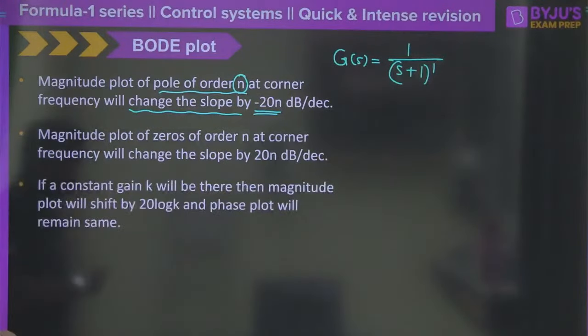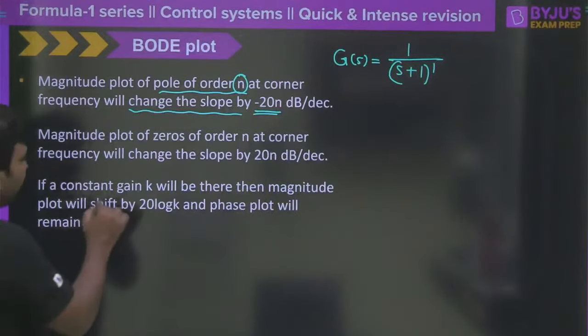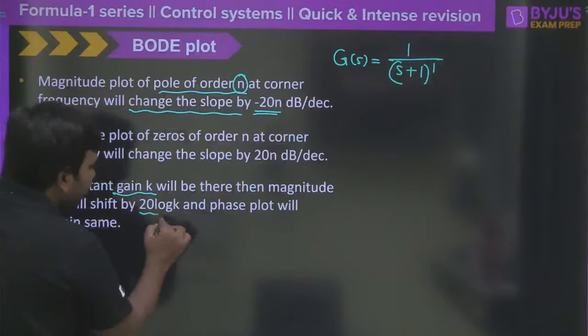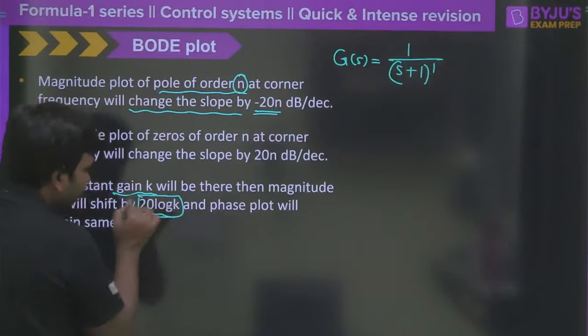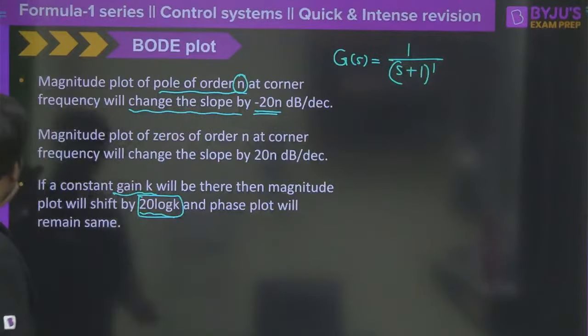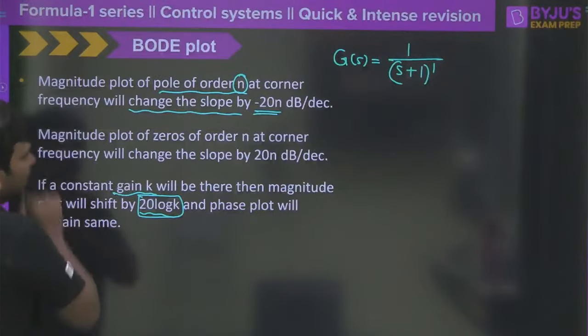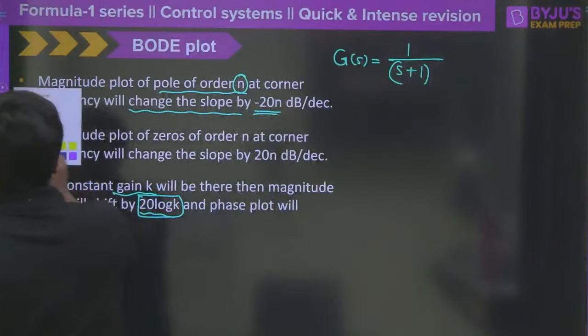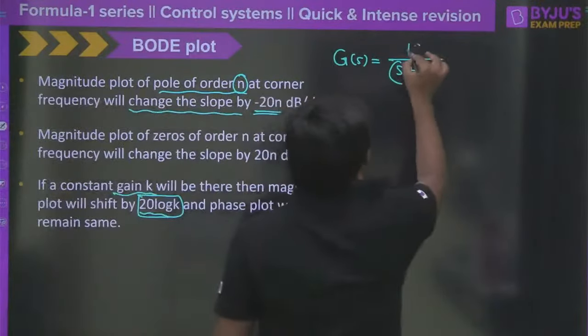However, you must understand that if you have a constant gain k, the magnitude plot will shift by an amount of 20 log k. Clear? The magnitude plot will shift by an amount of 20 log k. You may argue with me, sir, how does it really happen? Suppose, let us say, we have k here.